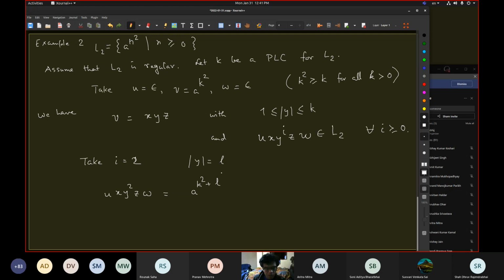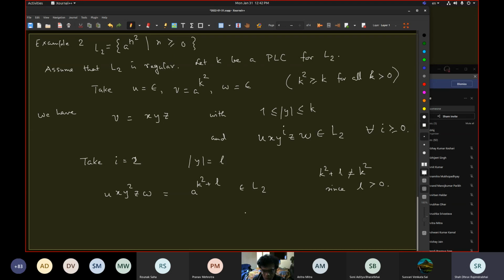Now, this must be in L2. But is it possible? It is possible if L is 0, but L is not 0. L is at least 1. So K square plus L is not equal to K square, since L is greater than 0.